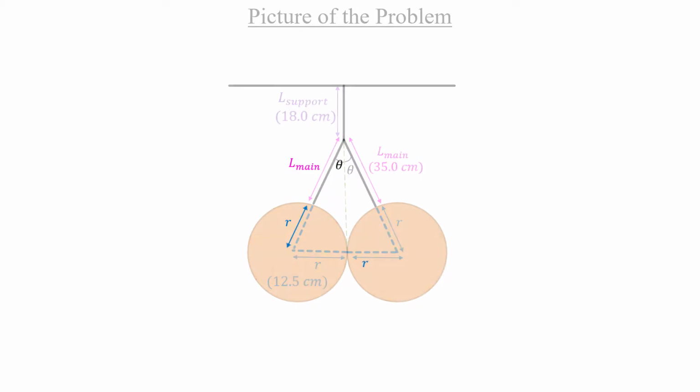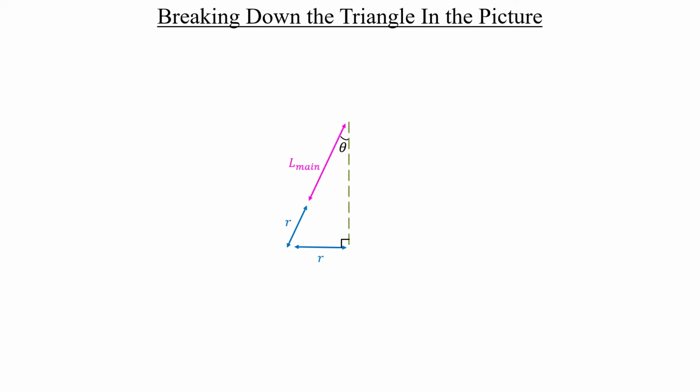Well, if I draw the inner triangle, this inner left portion, what do we have? We have the sum of two lengths as the hypotenuse, and then the radius as the other length.